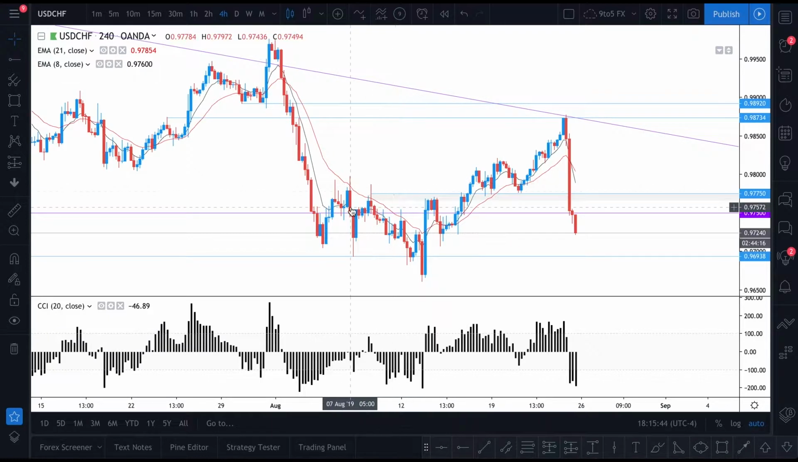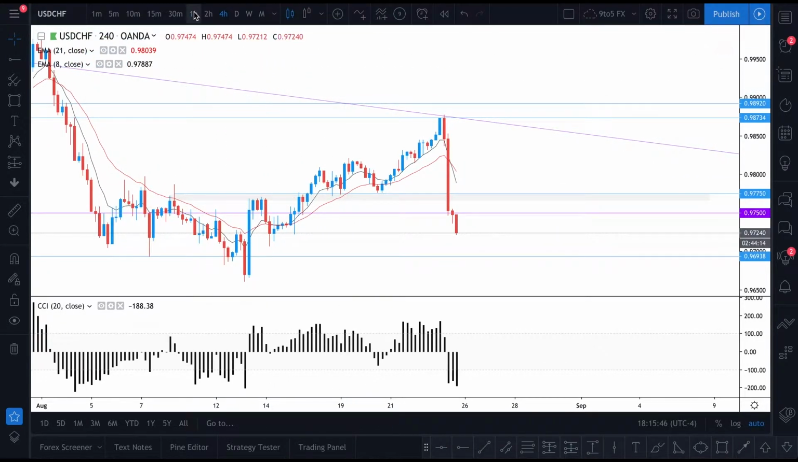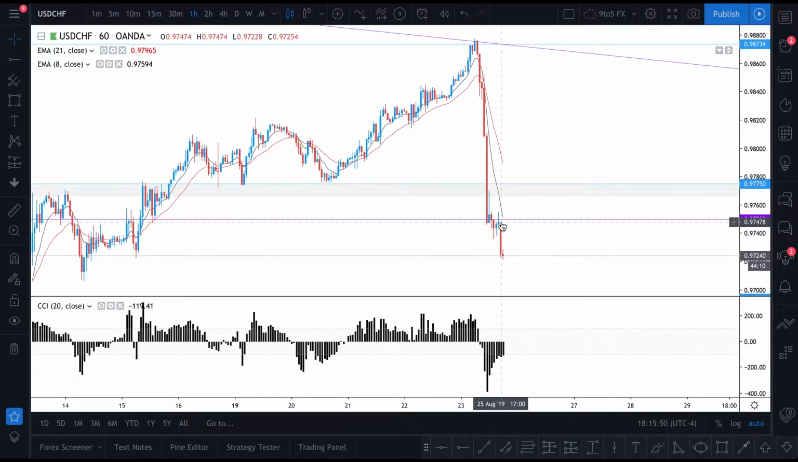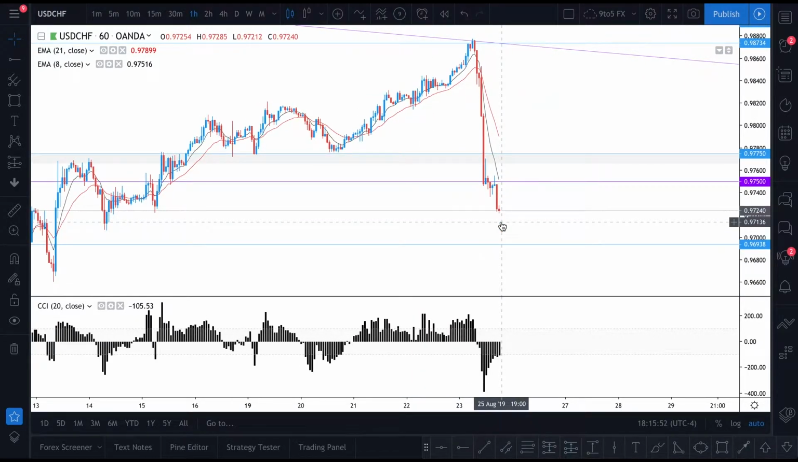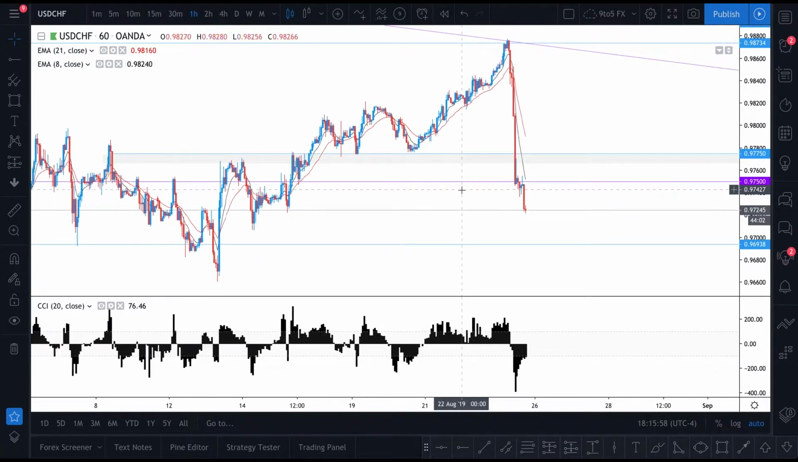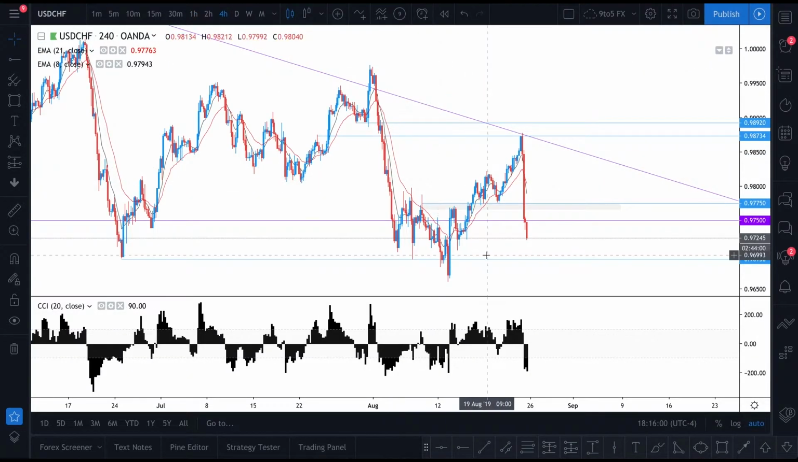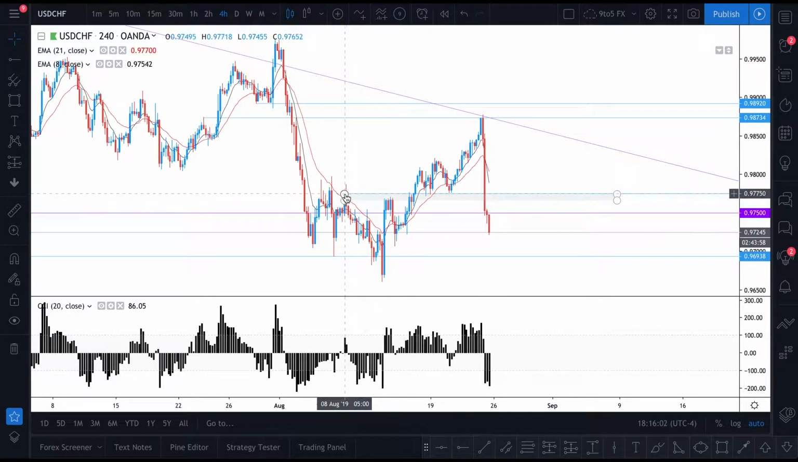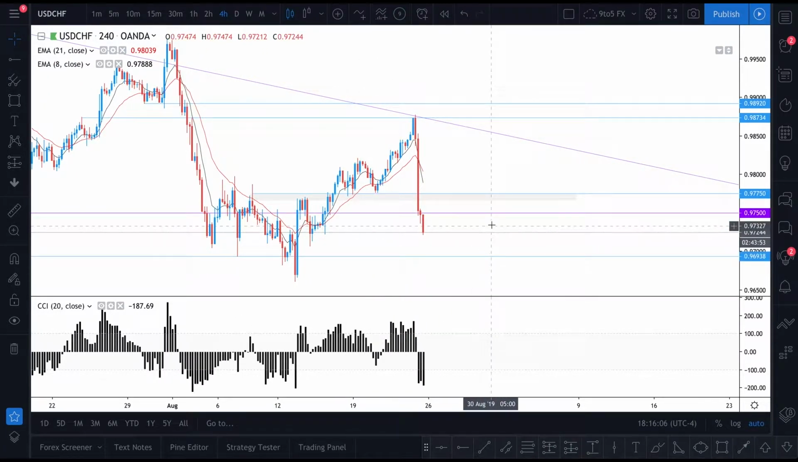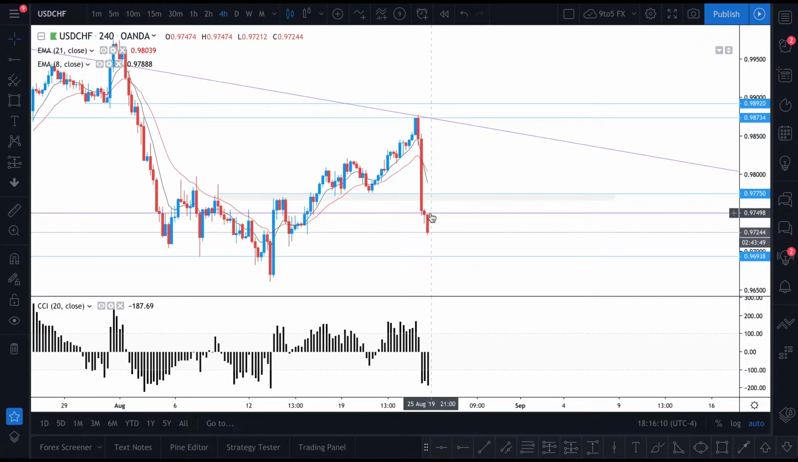If you're looking for entries, I would wait till price slows down, maybe looking at the H1 or the 15. Look for some reversal patterns on the lower time frames, like double bottoms, inverted head and shoulders. My first re-entry target would be somewhere around this 4-hour zone that I have up here. It's 97750, or even this 97500 level. Again, look for reversal patterns.